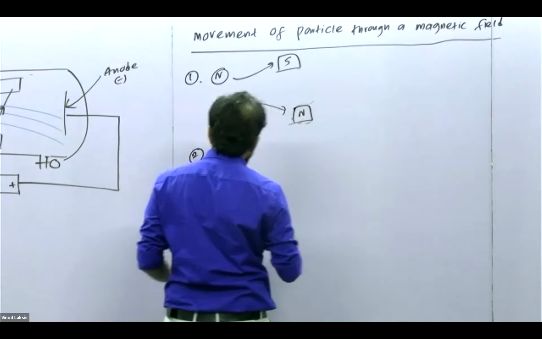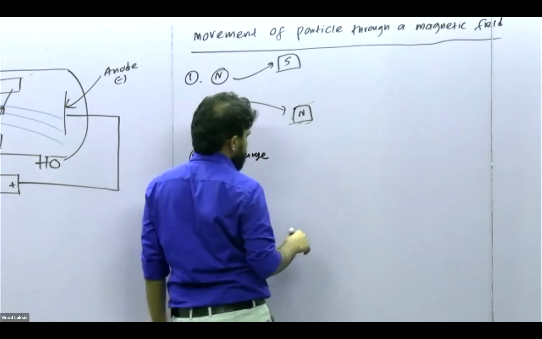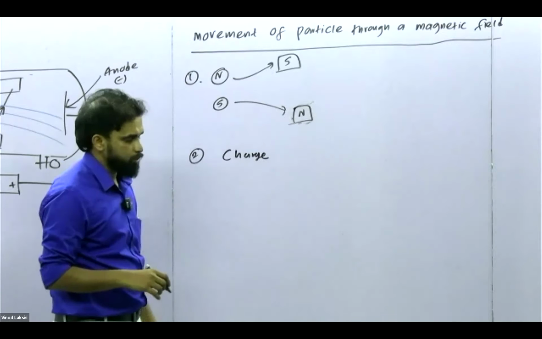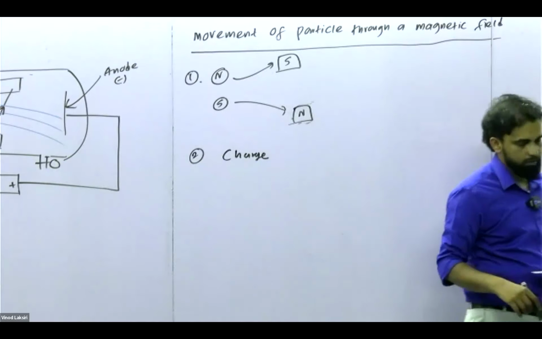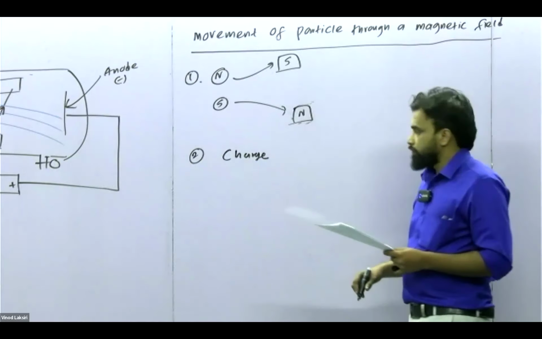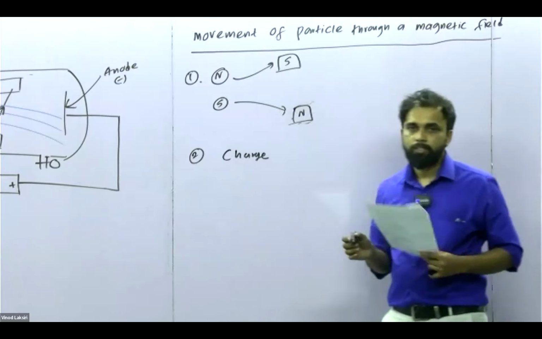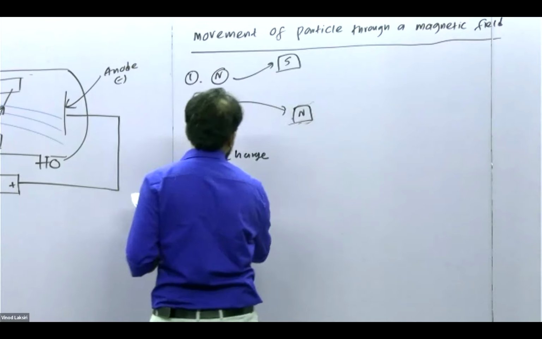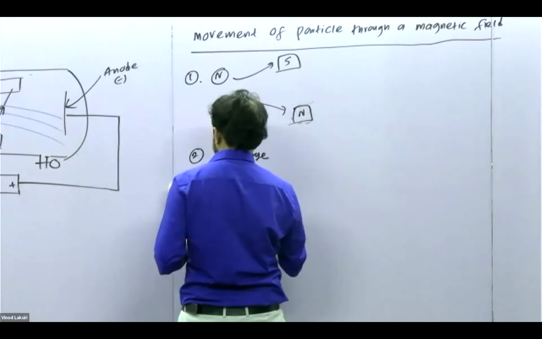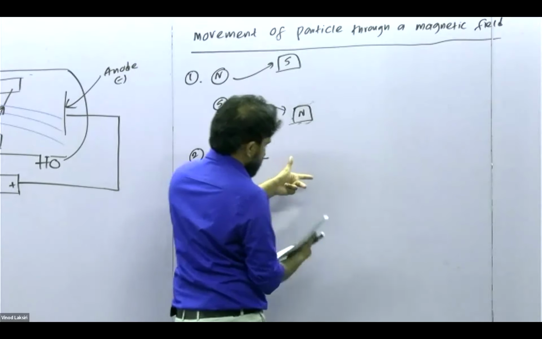when some charged particle passes through a magnetic field, what happens? It will deflect, right? The direction of deflection can be determined by using Fleming's left-hand rule. I think it is in the O-level syllabus. You have to consider the left hand, right?